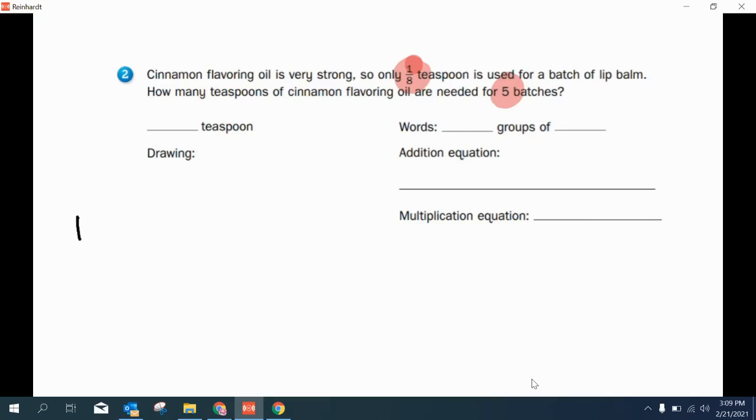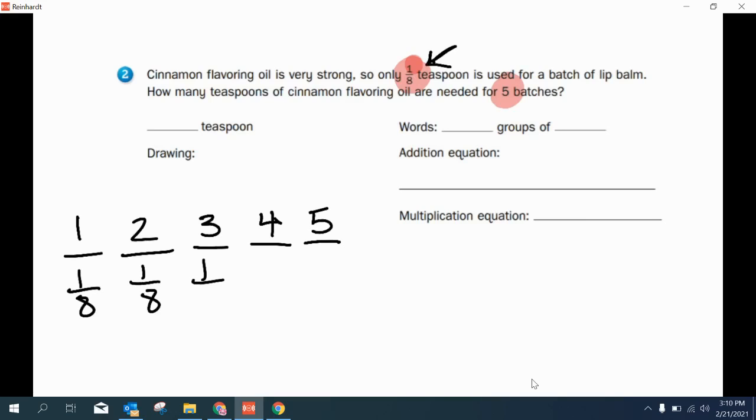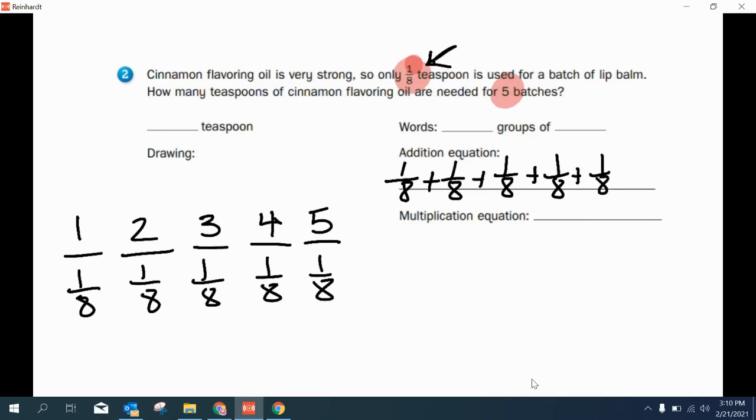I have 1 batch, 2, 3, 4, 5 batches. How much goes in each batch? Right there. 1/8. So I'm going to write 1/8 underneath each of my batches. So I could add these up and figure out my answer. I want to know my total. So I have 1/8. I'm going to put it in my addition equation. Make sure I count the right 1, 2, 3, 4, 5. And that's going to equal 1/8 plus 1/8 is 2/8, plus 1/8 is 3/8, plus 1/8 is 4/8, plus 1/8 is 5/8. So I have 5/8.